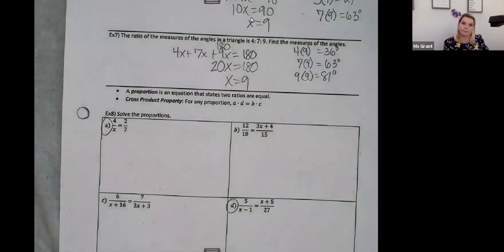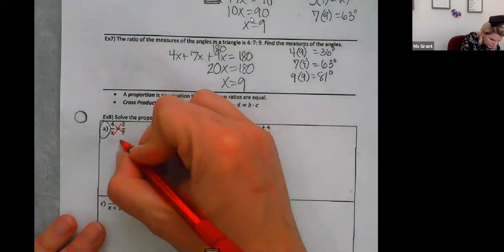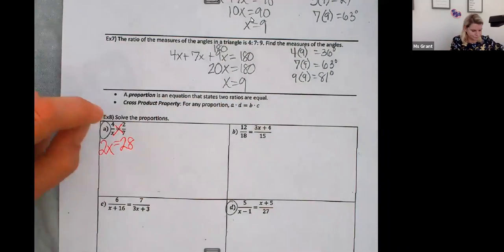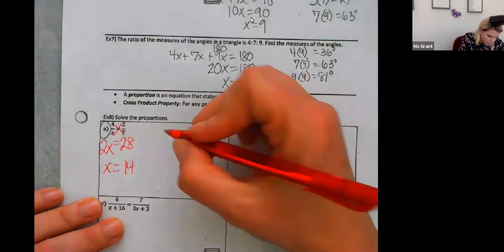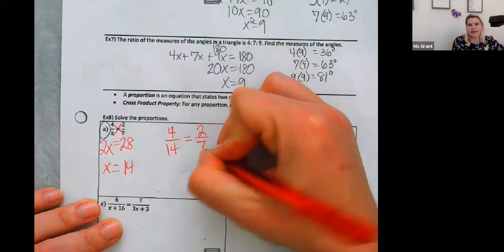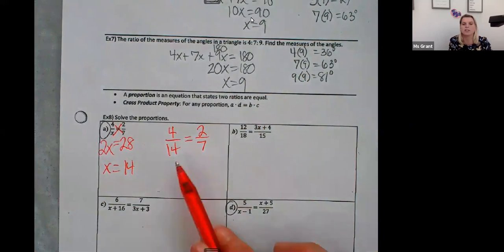Cross multiplying, proportions, cross multiplying. 28 equals 2x. Easy. Because 4 over 14 equals 2/7. Yes, it does. And my proportion is correct because my two fractions are equal.